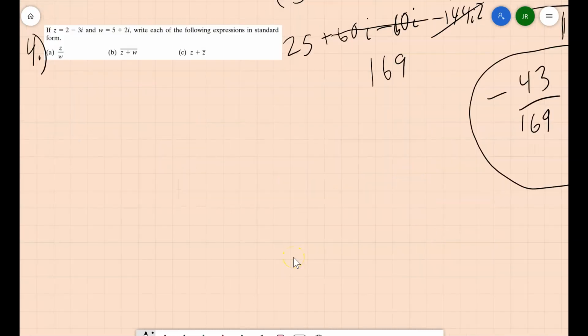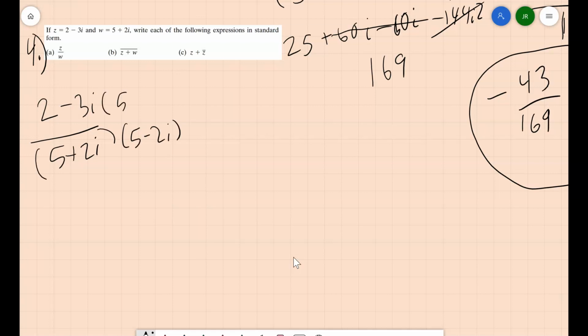All right, now number 4. It says if z is 2 minus 3i and w is 5 plus 2i, then I've got to do parts A, B, and C here. I've got to do z over w, so 2 minus 3i over 5 plus 2i. That's the same kind of problem I just had, so I'm going to multiply both of those by 5 minus 2i on top and bottom. Now I'm actually going to skip that because I just did a problem just like it, so you don't need to see another one like that on this video.